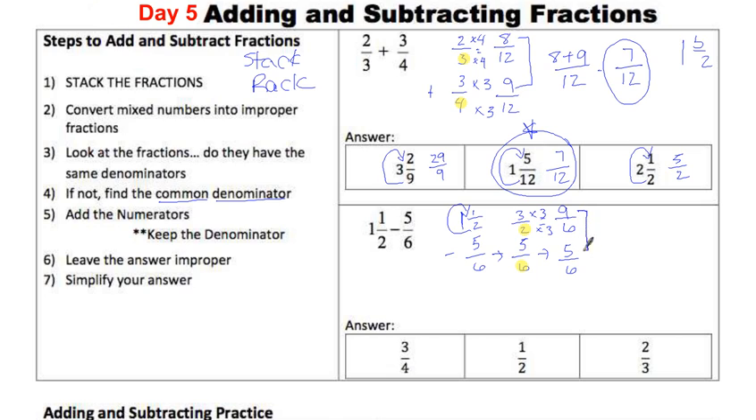Now we have to add the numerators. 9 plus 5 over 6. 9 plus 5 gives me, I'm sorry, not plus 5, it's subtraction. 9 minus 5 gives me 4 over 6, and I can simplify that by 2, numerator and denominator, and I'm left with 2/3. So my answer choice here would be that one. There's no mixed numbers to turn into improper fractions.